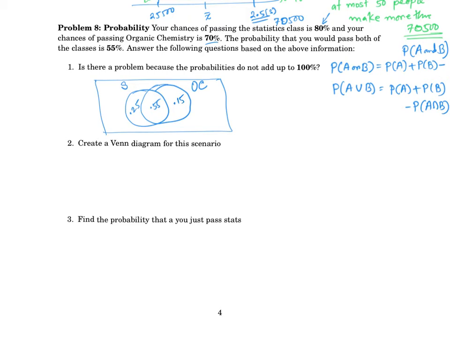There is one more thing that could happen, that you fail both of them, then you are outside of these circles, what we call a Venn diagram, right? In this case, what I'm going to do is this.